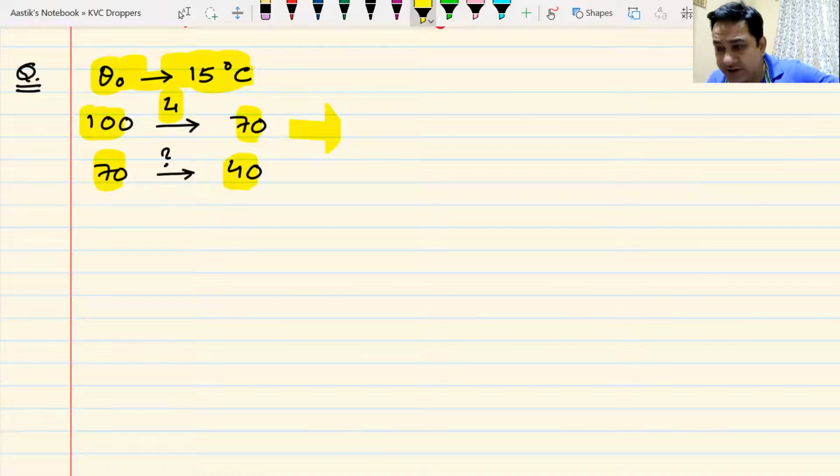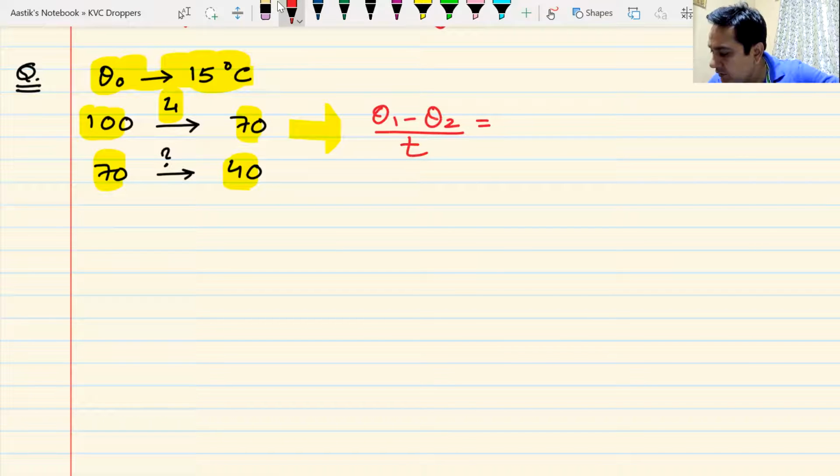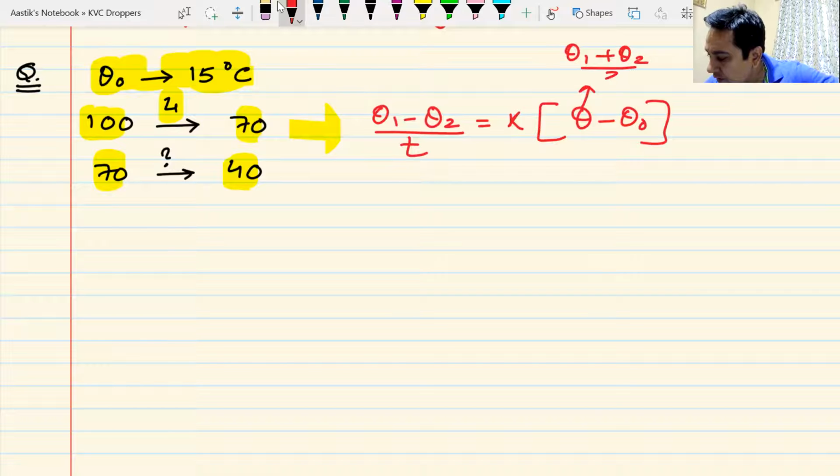Let us go on to this stage first. I will apply the formula theta1 minus theta2 divided by t is equal to k into theta minus theta naught. And we must remember that the value of this theta is theta1 plus theta2 divided by 2. Do we understand what I am doing here?